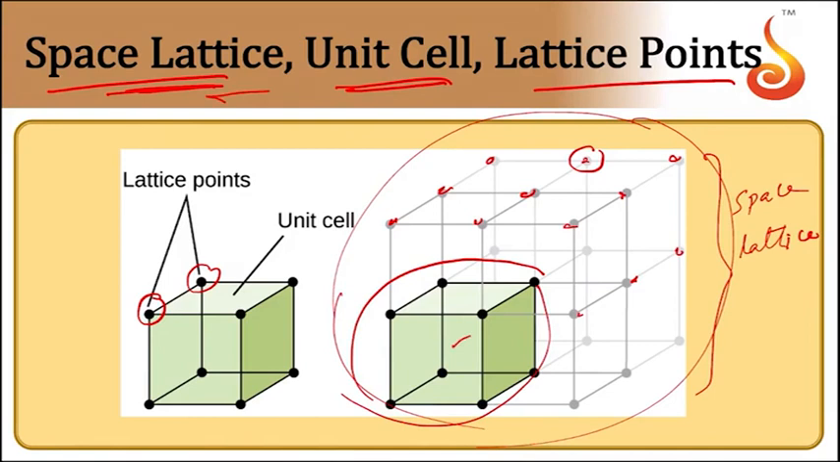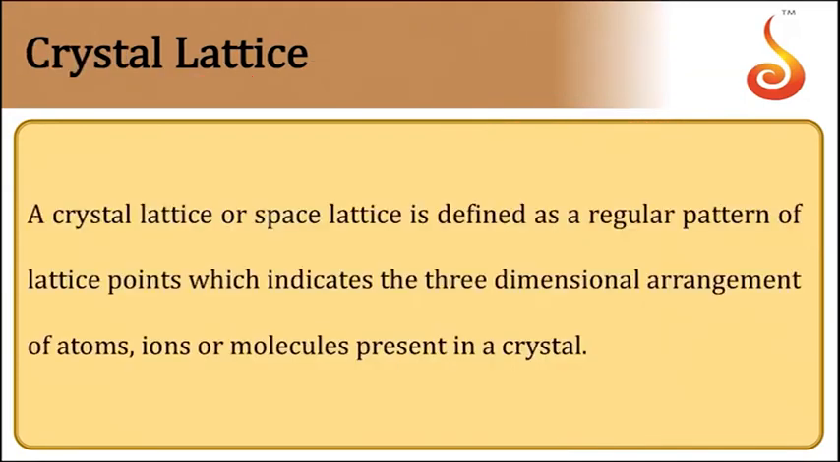So, space lattice, unit cell, lattice points. Lattice points are the points which represent atoms, ions or molecules in the space lattice. And the unit cell is the smallest portion which, when repeated three-dimensionally, generates the entire space lattice. These are the definitions of space lattice, unit cell and lattice points.